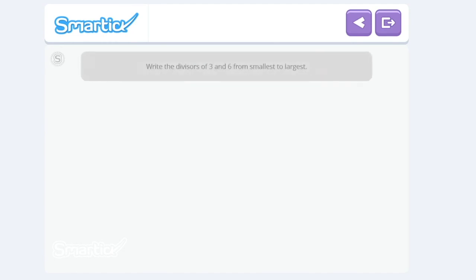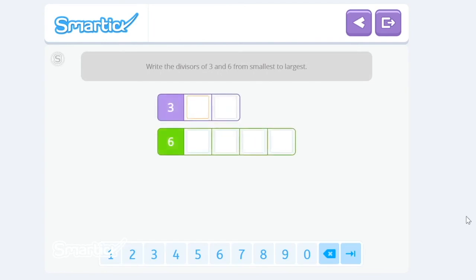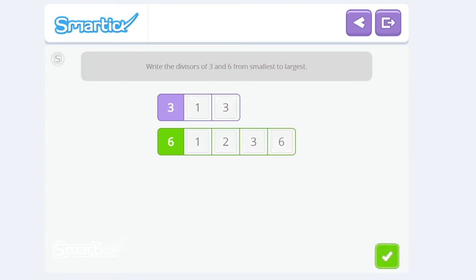Can you find the greatest common divisor of 3 and 6 without doing any calculations? Try it. First, complete the lists of divisors of 3 and 6. Very good. You didn't have to do the divisions. You found the divisors using mental calculation. Now select the greatest common divisor of 3 and 6.